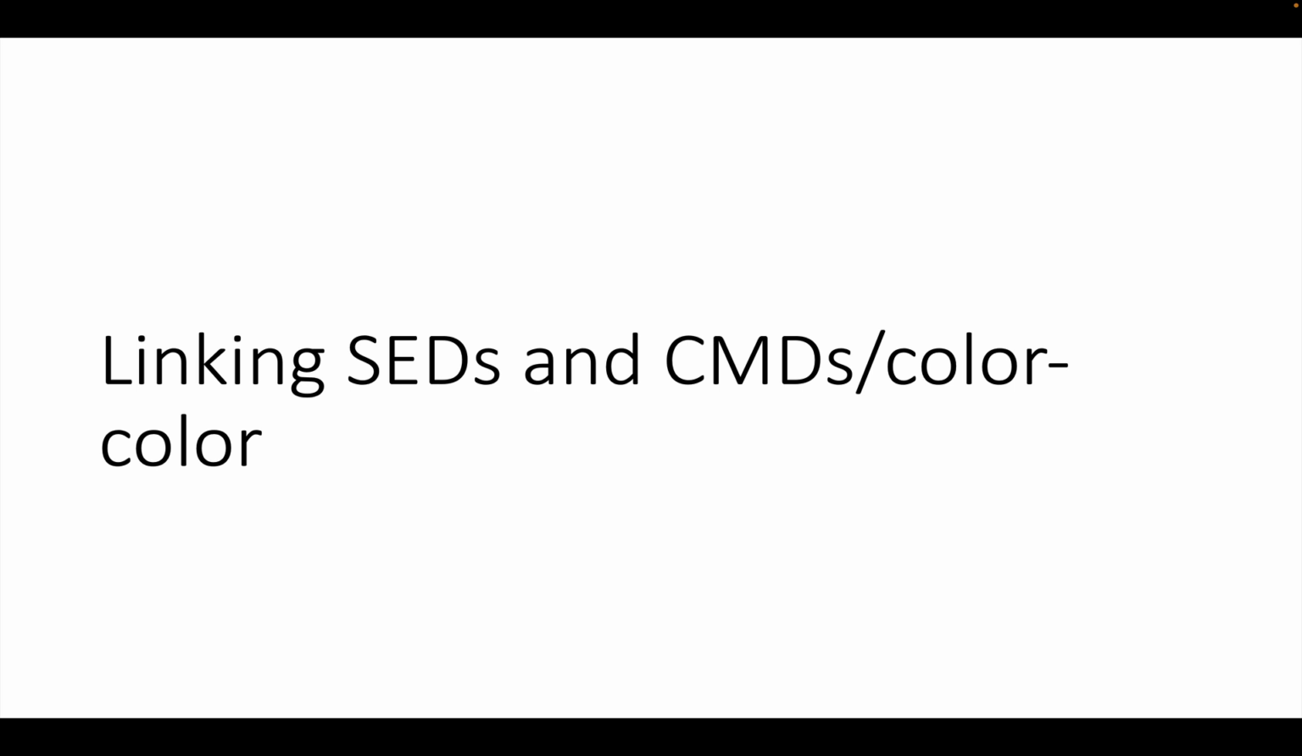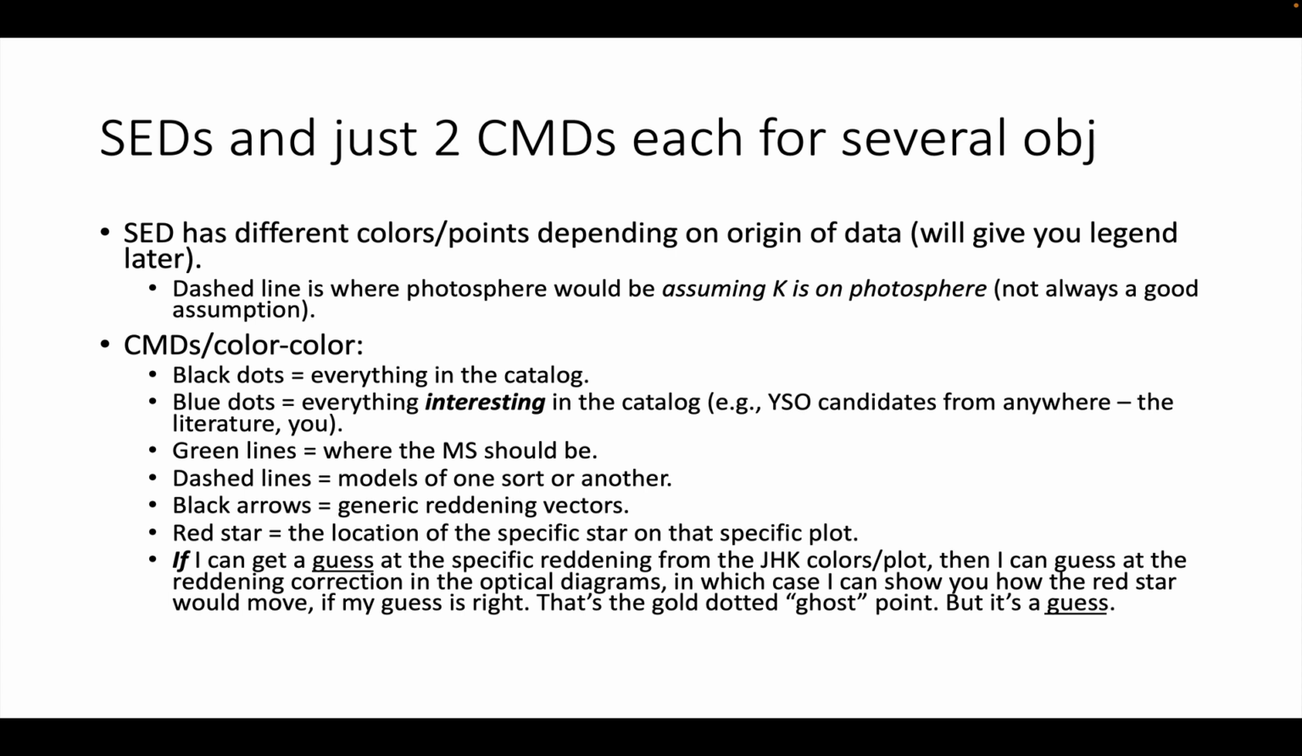Now, let's talk a little bit more about linking the SEDs and the color magnitude diagrams and color diagrams with some actual examples. I have some concrete examples that I want to show you here. So I just have a couple examples for several objects. The SED has different colors and points depending on the origin of the data, and I'll explain that later. But for all of these, the dashed line is where the photosphere would be, assuming that K band is on the photosphere, which is not always a good assumption.